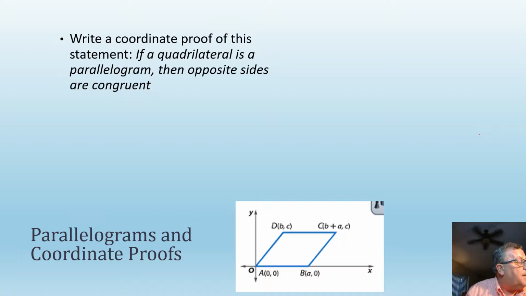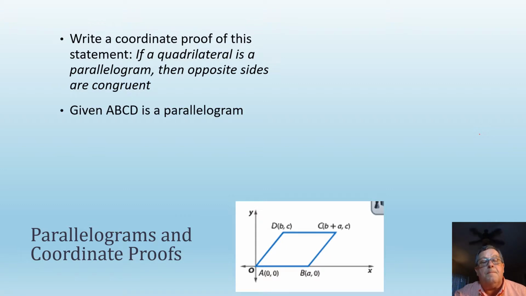Let's see, we got that down as theorem 6.9. If both pairs of opposite sides of a quadrilateral are congruent, then the quadrilateral is a parallelogram. So, let's just go about writing this as a coordinate proof.